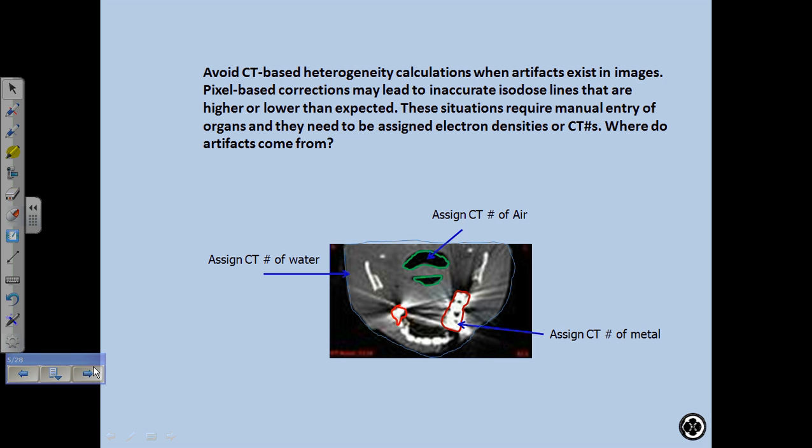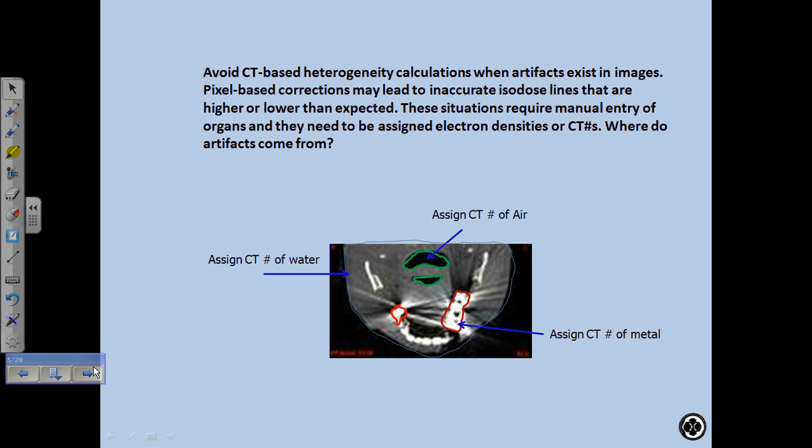So avoid CT-based heterogeneity calculations when artifacts exist in images. Okay, so once you have artifacts in the image, then you should say, well, we're not going to use CT-based, we're going to use contour-based or structure-based heterogeneity calculations. These situations require manual entry of organs.